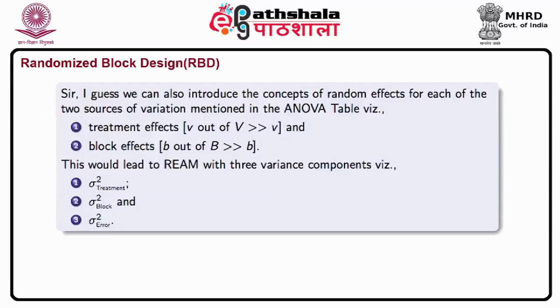Absolutely. And this would lead to a random effects additive model with three variance components, that is sigma square treatment, sigma square block, and sigma square error. So if you assume that both the situations prevail, there are a large number of treatments and a large number of blocks, you are making subset selection for both treatment and block. Then it becomes a random effects additive model with both the treatment effects and the block effects showing random effects. This is a totally random model. So we have three variance components.